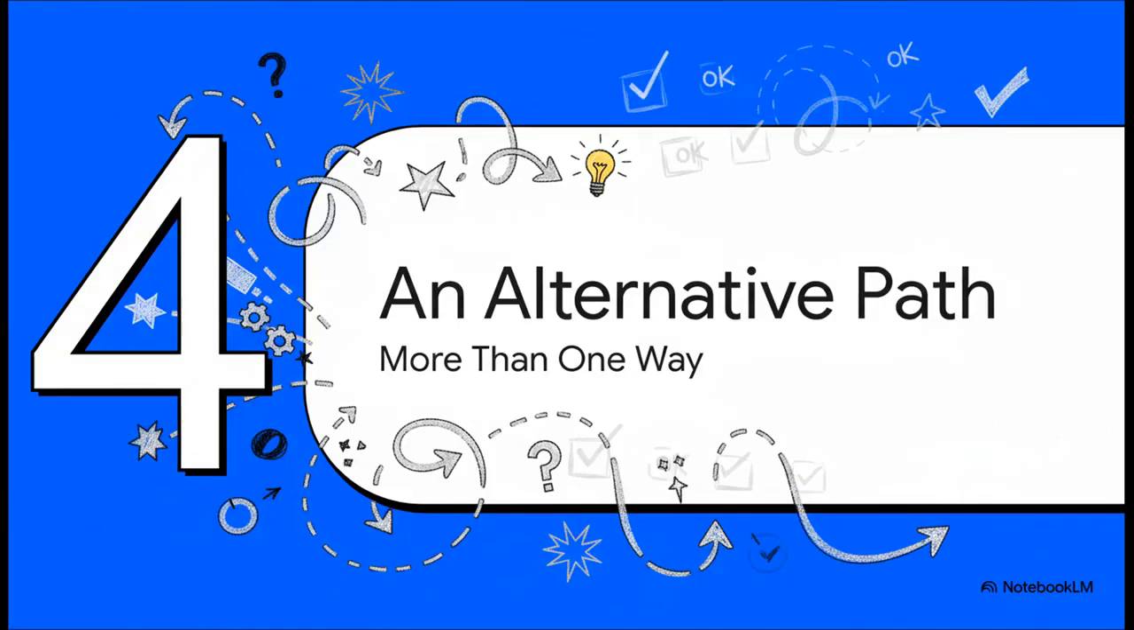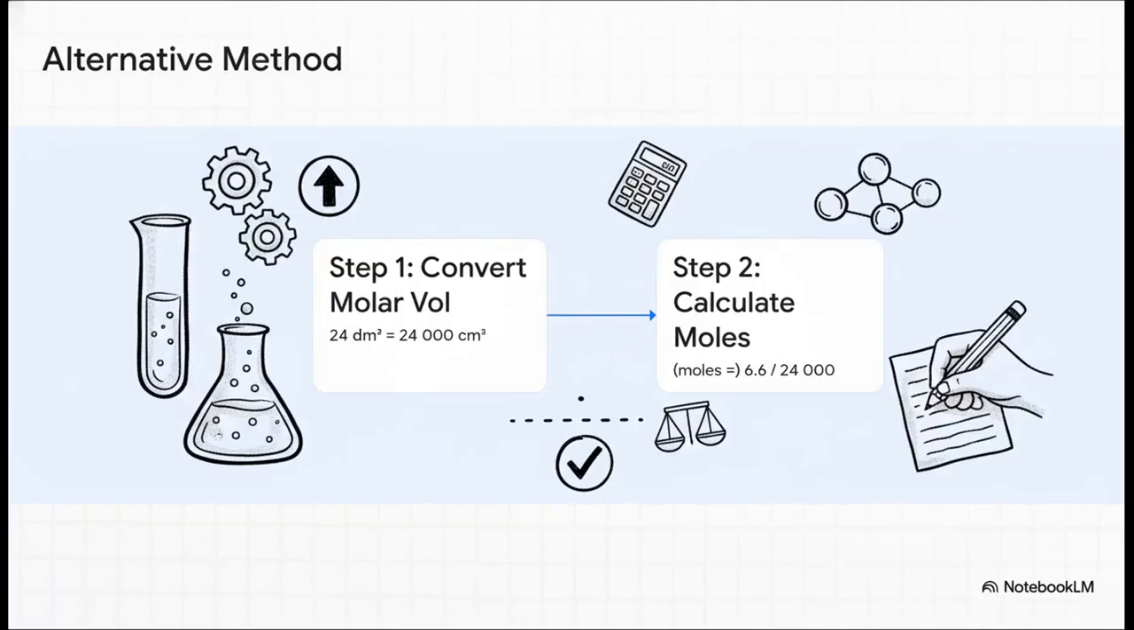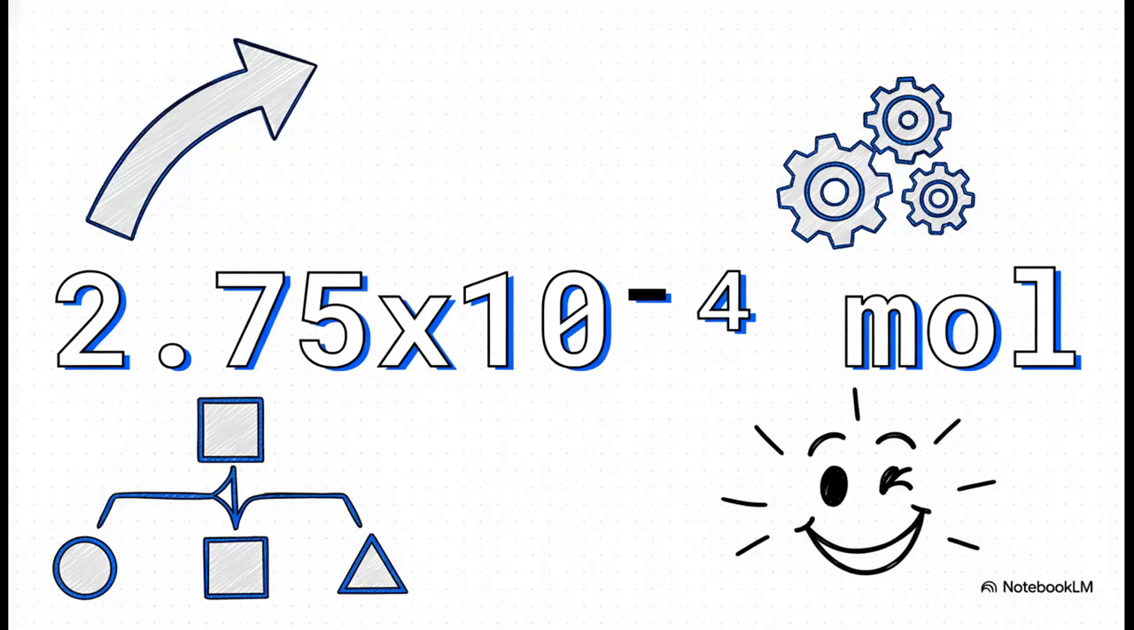And just when you thought we were done with that calculation, the mark scheme pulls back the curtain and reveals another secret. There's often more than one right way to get to the answer. So check this out. Instead of converting the gas volume at the start, you could convert the molar volume from cubic decimeters into cubic centimeters. Then you can just divide the original 6.6 by 24,000. It's a completely different method, but it's 100% mathematically correct. And what do you know? You end up with the exact same answer. Examiners are trained to spot different valid methods. So the moral of the story is, show your working, show it clearly, and no matter which path you take, you'll get the credit.